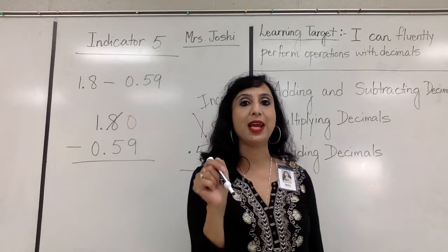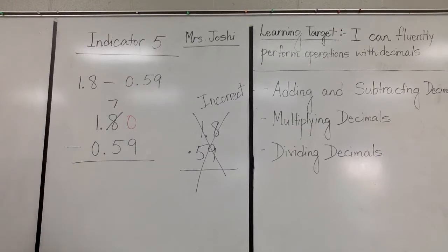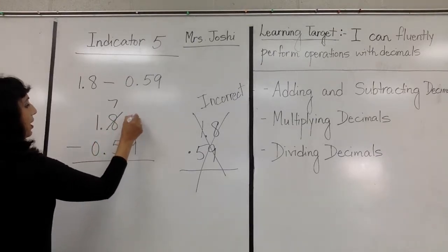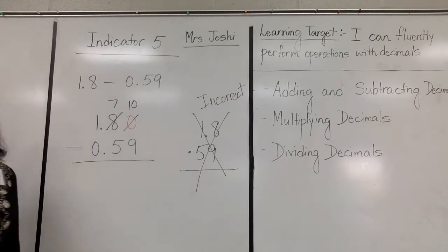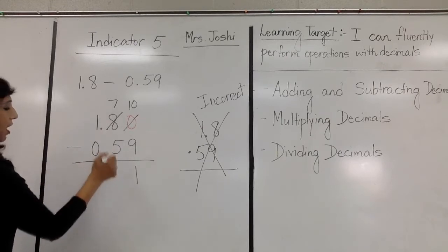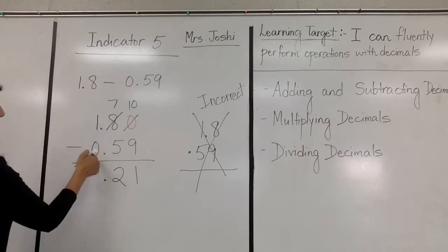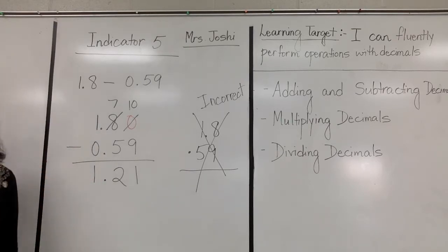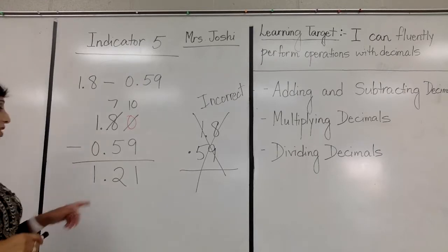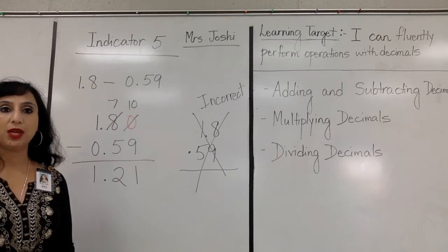If I'm borrowing 1 from 8, 8 becomes 7. All right, and then the 0, because I borrowed 1, is going to become 10. Okay, so now I can easily subtract because 10 minus 9 gives me 1. 7 minus 5 gives me 2. Decimal under decimal, 1 minus 0 gives me 1. And so my answer is 1 and 21/100. Okay, so this is how we subtract.